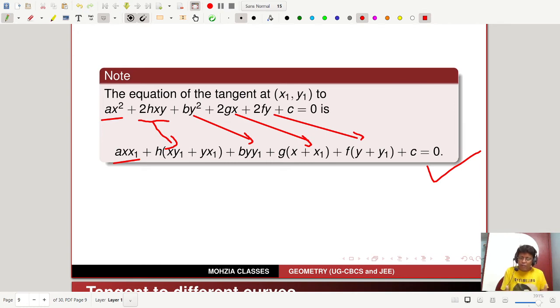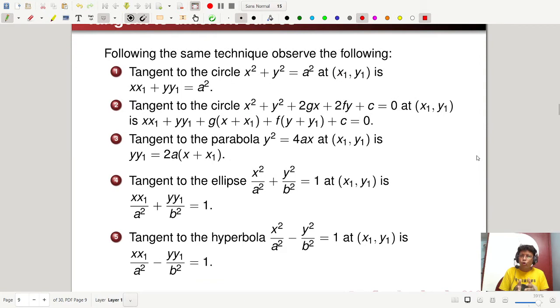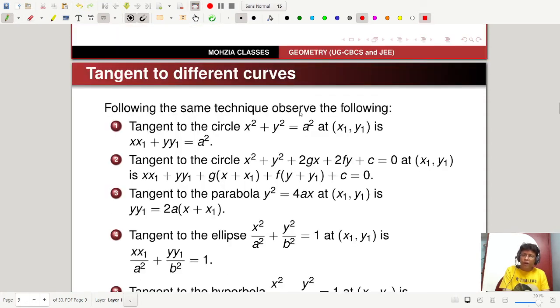So with the same logic, using the same process, let us write some known geometrical curves in terms of the tangents. Let us write the tangent to the circle, x square plus y square equal to a square at x1 y1. So that will be x x1 plus y y1 equal to a square.